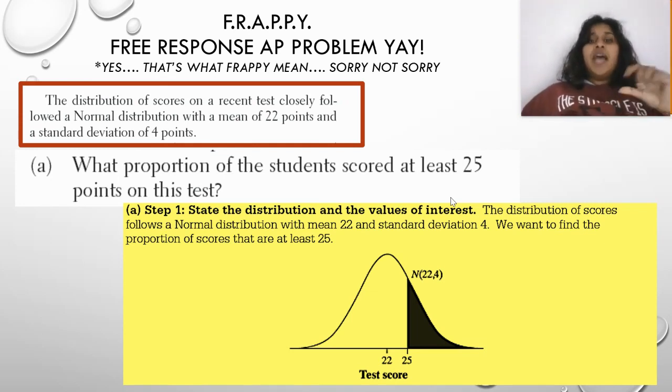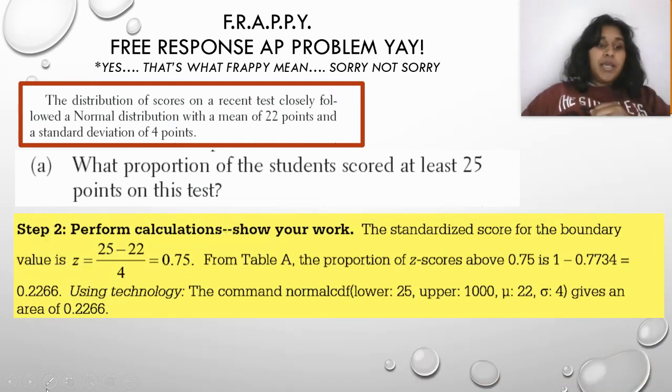To finish this off, I'm going to have to convert my raw score of 25 points to my z-score. So I use my formula. I'm going to grab my laser pointer. So I use my formula of 25 minus 22. So the observed minus the expected over 4, the standard deviation or the error, and I get 0.75.